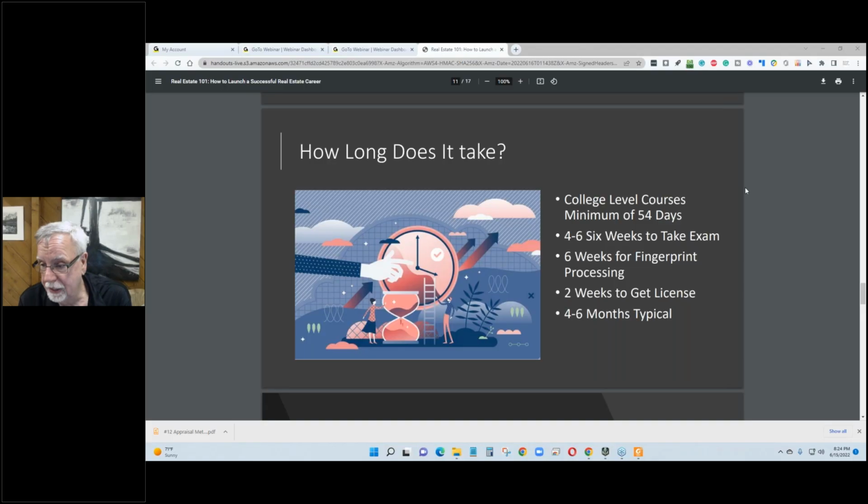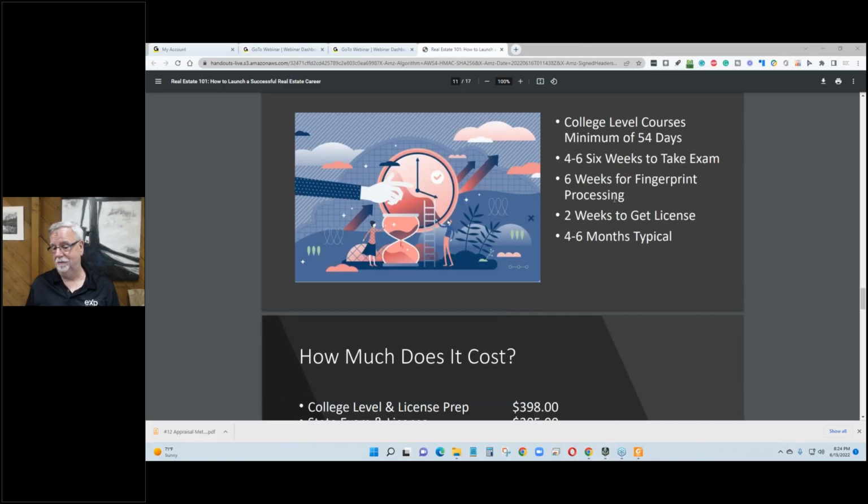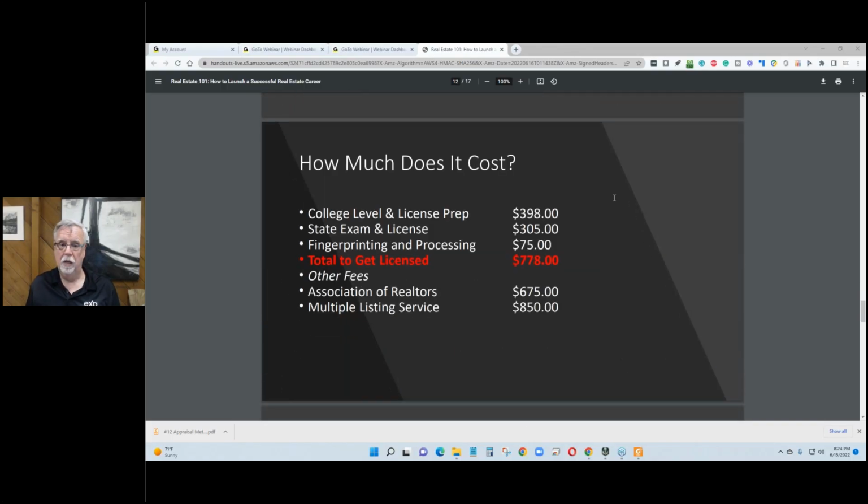While I'm waiting to get a test date, I would do fingerprint processing. So that 6 weeks would run while I'm waiting to take the exam. Once I pass the exam, it's going to take a couple of weeks before the Department of Real Estate even issues me the license. So the whole thing is going to take 4 to 6 months.